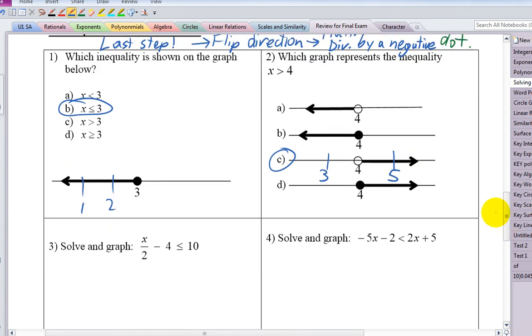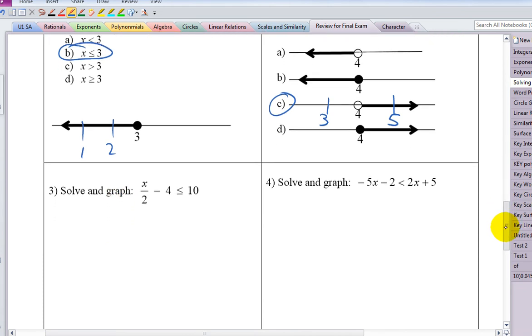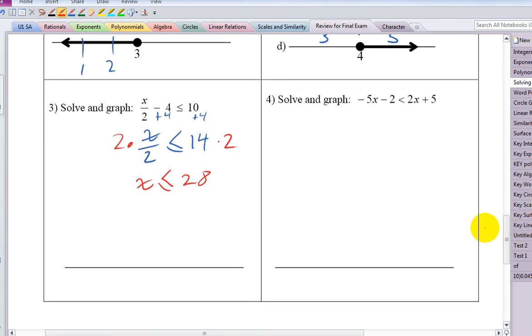Okay, so please solve 3 and graph it. Do you want to do the first one together? If you want, you can multiply, but you don't have to. We can go x divided by 2. How do we move forward to the other side? Good. So we get 14. So instead of divide by 2, what do we do? Times by 2. 28. Okay. Go ahead, graph that now.